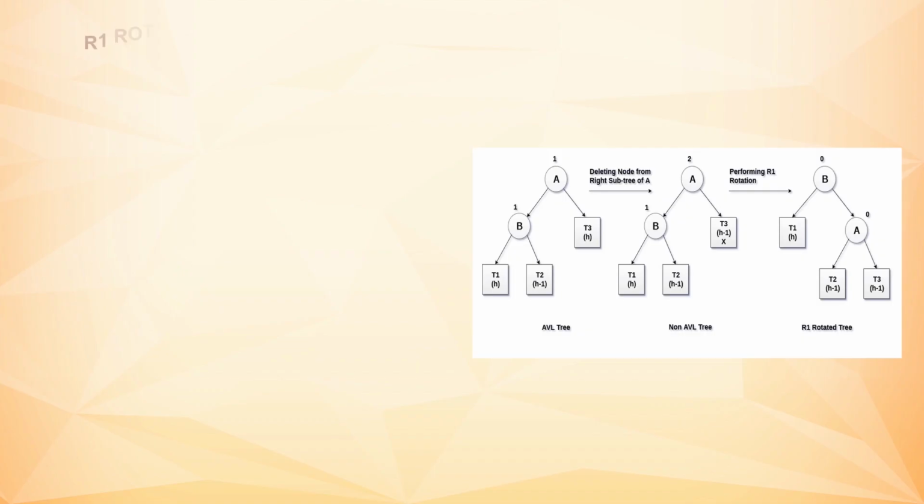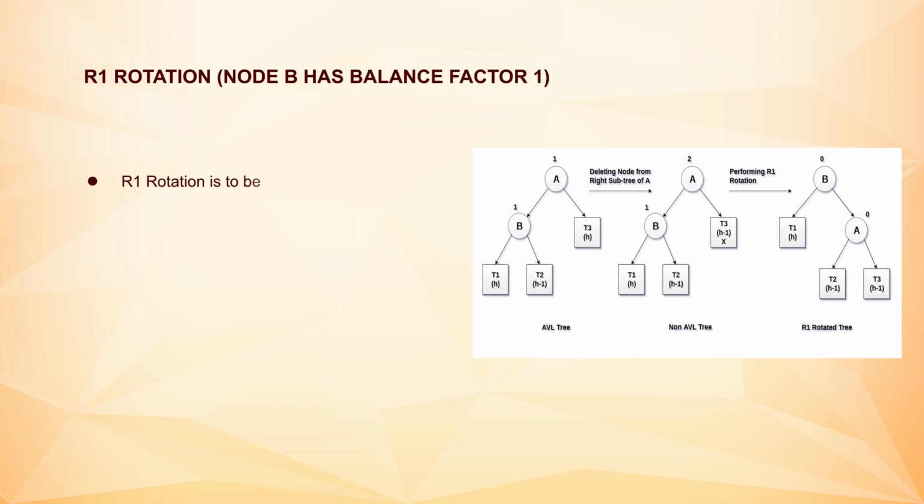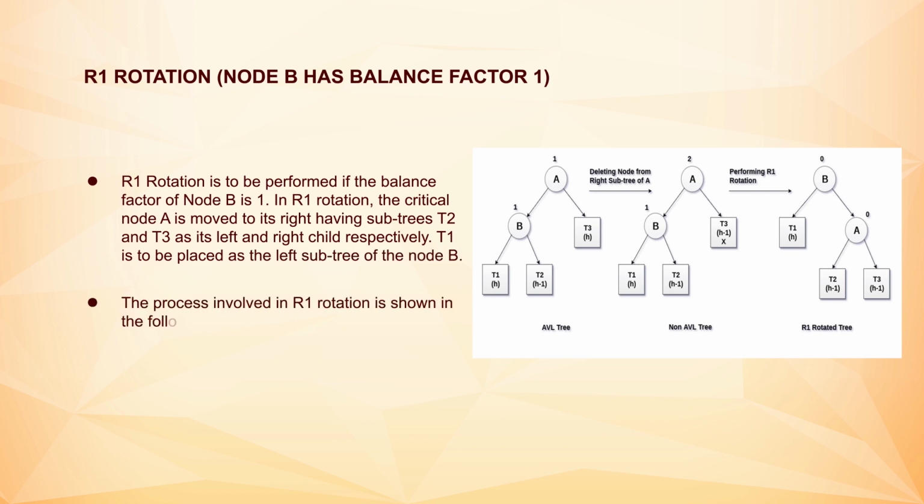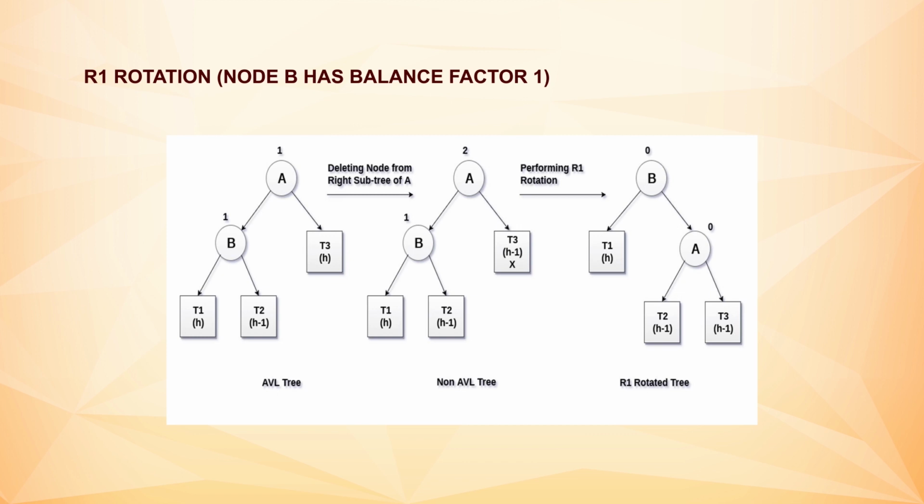Now, we go for the second operation, that is called R1 rotation. Suppose node B has balancing factor 1. In the last one we did the operation where the balancing factor of B is 0. Right now, the balancing factor of B is 1. So, R1 rotation is to be performed if the balancing factor of node B is 1. In R1 rotation, the critical node A is moved to its right having subtrees T2 and T3 as its left and right child respectively. T1 is to be placed as the left subtree of node B. The process involved in R1 rotation is shown in the following image.